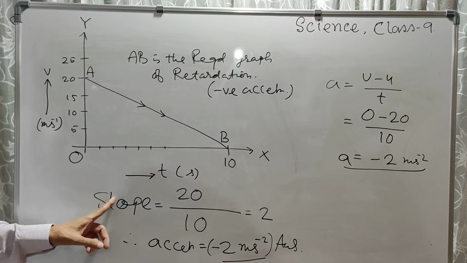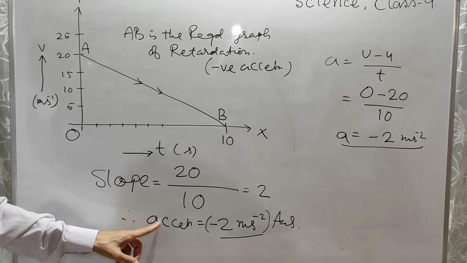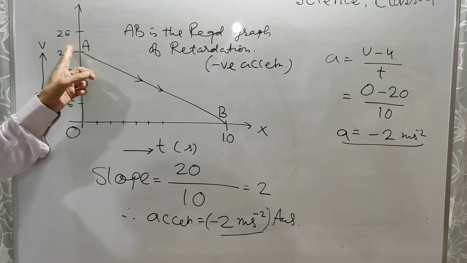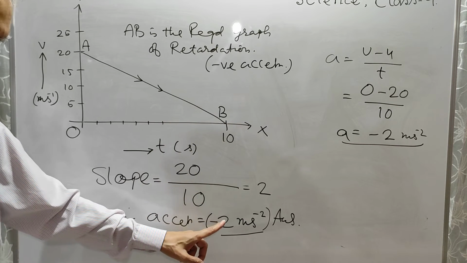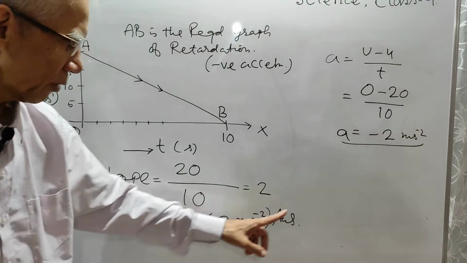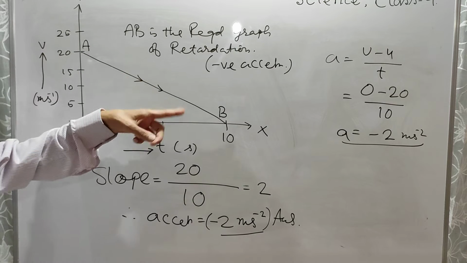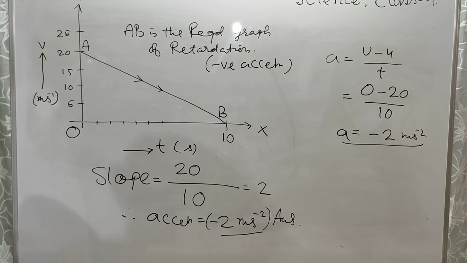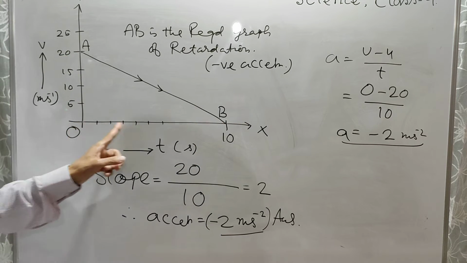So first of all, you will find the slope. Now that slope will be acceleration or retardation. If it is positive acceleration, you don't put a minus sign. But for retardation, you have to put a minus sign. So this is the final answer, minus 2 meter per second square. You can get it by formula or from the graph. So remember, the slope of an acceleration or retardation graph gives the acceleration or retardation. And how to find slope? Y value by x value. Y value 20, x value 10.